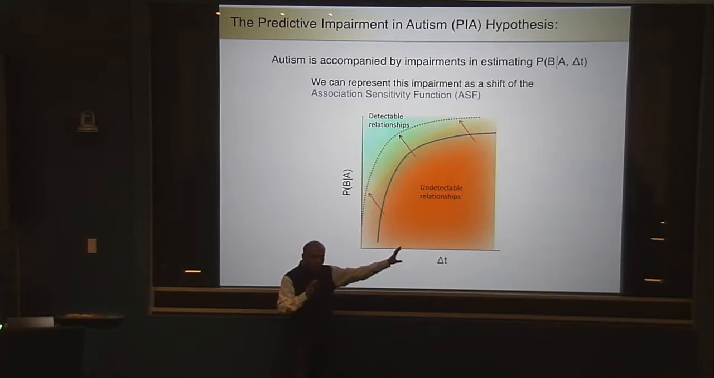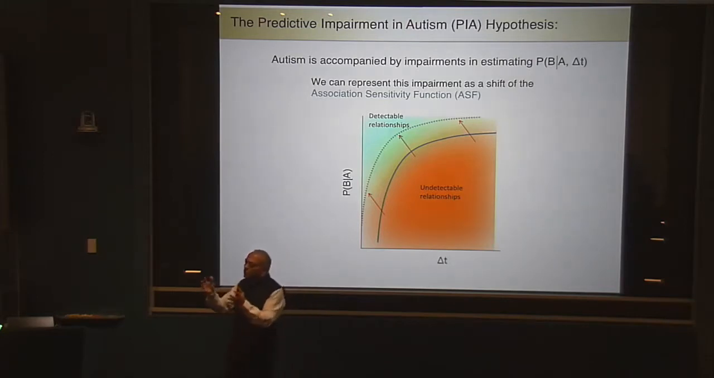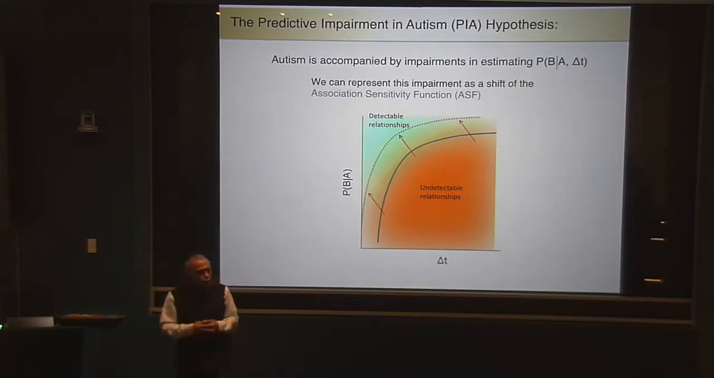Some of these difficult relationships are going to be hard to detect, but there is likely a threshold beyond which these relationships become detectable. So schematically, we are saying that perhaps there is this function, which we call the association sensitivity function, inspired by the contrast sensitivity function that has proven so useful in work in vision. So there's some kind of a threshold between the undetectable relationships and the detectable relationships.